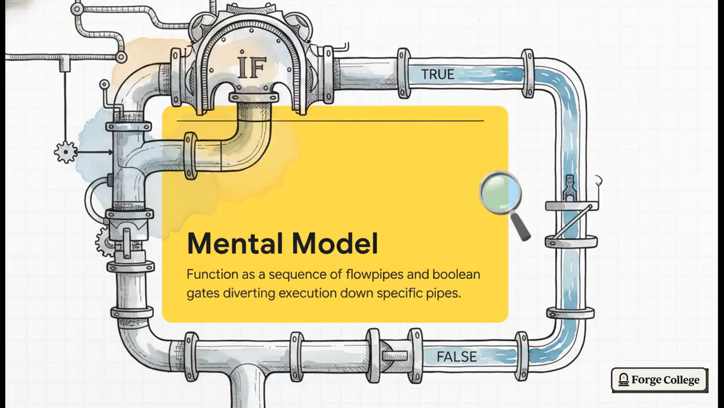To truly master branching, you need a solid way to visualize it. I want you to imagine your execution flow as water traveling down a series of literal pipes. In this model, an if statement is essentially a mechanical gate. It's got 2 potential outputs, a true pipe where the water flows if the condition is met, and a false pipe if it's not. It's a very simple binary diversion.